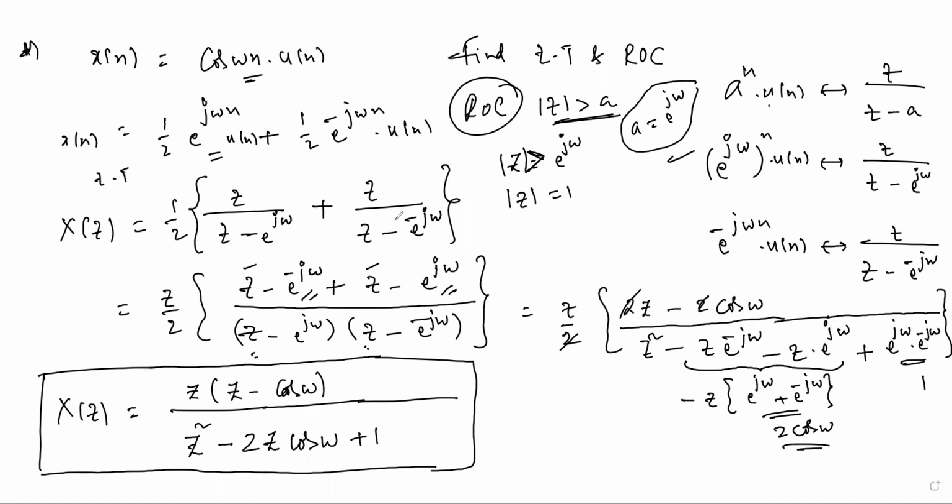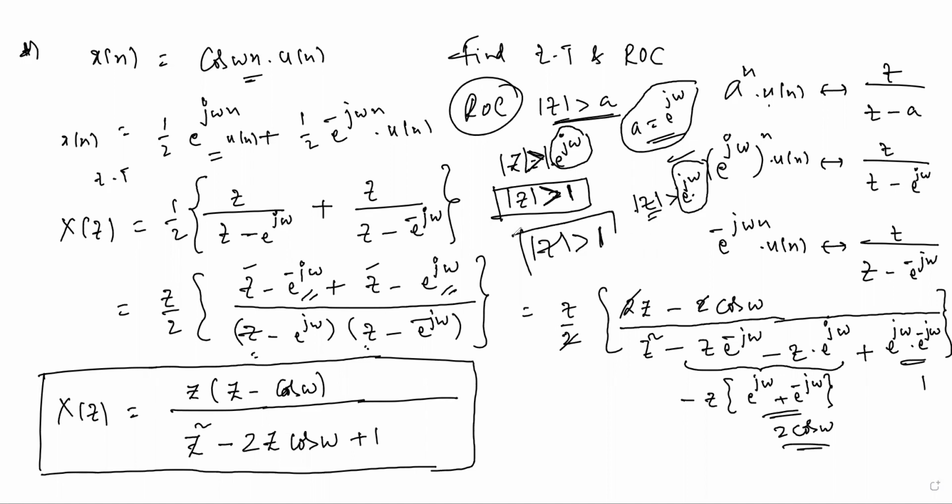But here mod z we are taking, that's why instead of writing e to the power of j omega, the magnitude of this complex quantity, 1, we are taking. So mod z greater than 1, you can write as the ROC of this function. It gives the same meaning. Don't write mod z greater than e to the power of j omega or minus j omega. Instead of writing this complex quantity, its amplitude or magnitude is 1. That 1 only we use for ROC representation.